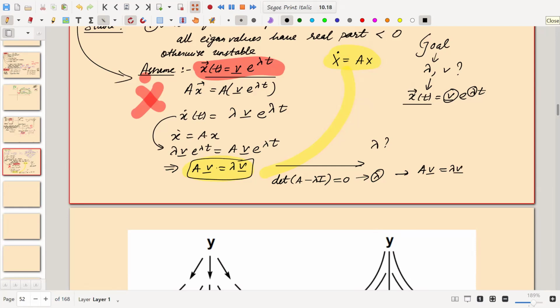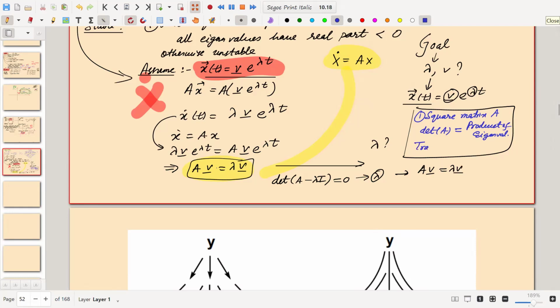Now, before that, I want to note that for any square matrix A, how are determinant and eigenvalues related? The determinant of A is equal to the product of eigenvalues, isn't it? What is the trace of A? The trace of A is nothing but the sum of eigenvalues. I hope you know trace, right?